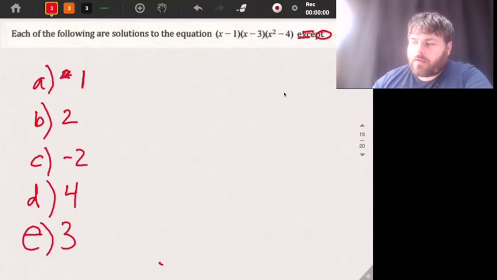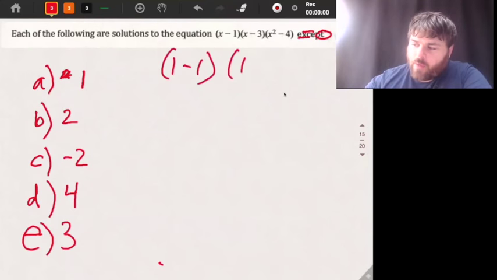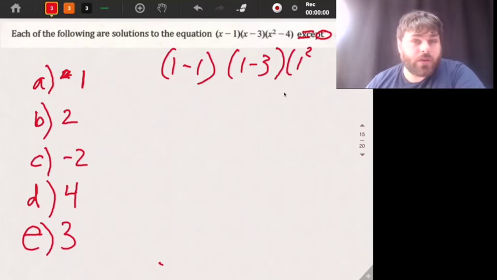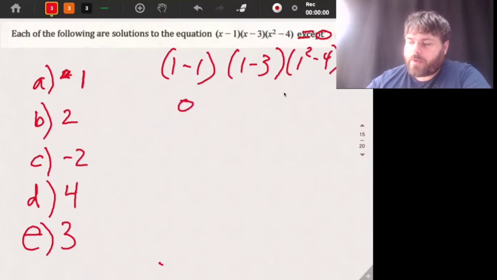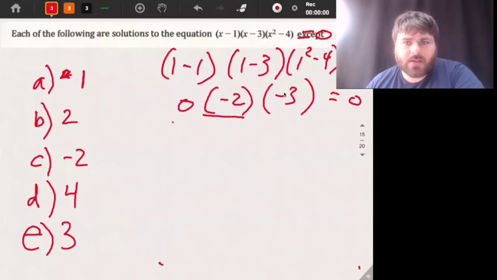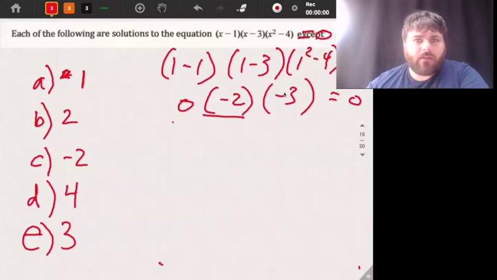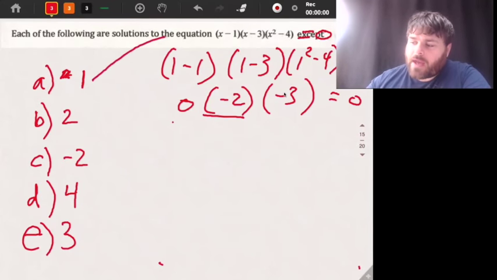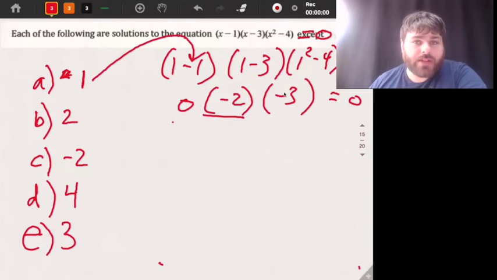So if I plug in 1, if it's a solution, when I plug it in, it should make it work. So if I do 1 minus 1 times 1 minus 3 times 1 squared minus 4, I should get 0 if it's a solution. Now what's 1 minus 1? That's 0. 0 times -2. If I simplify that, 1 squared is 1, and 1 minus 4 is -3. But really, if you think about this, 0 times anything is still 0. So as long as it's in factored form, if one of the factors is 0, the whole thing is going to be 0. So the fact that the 1 made this thing here 0 makes the whole thing 0, and therefore it's a solution. So this is a solution.